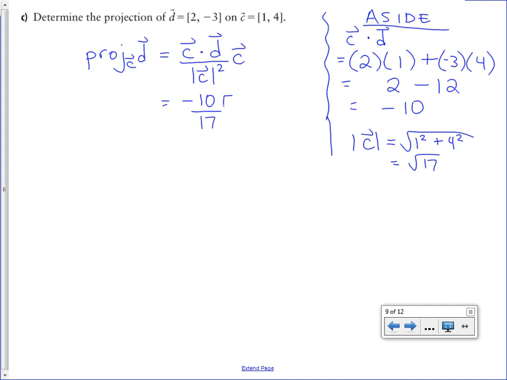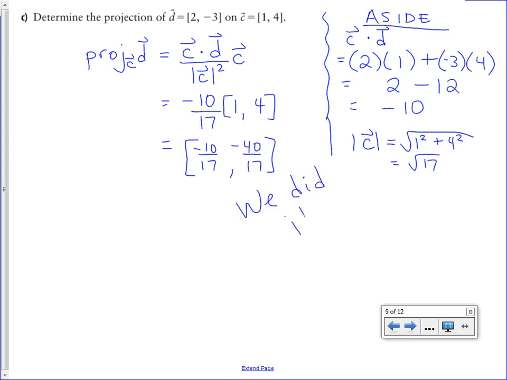Now, here's one little new fun fact. Because vector C literally has an algebraic form, we can replace the vector C as well, and then, if you remember when we first did this, we can scalar multiply both of those pieces. So what would the final answer be here? Negative 10/17 times 1, negative 10/17 times 4. We did it!